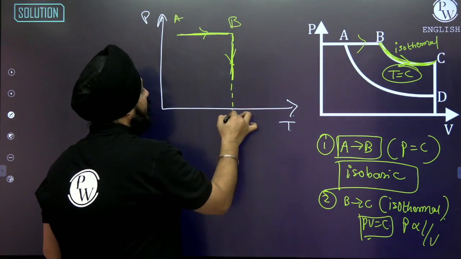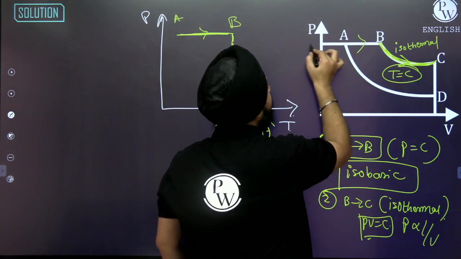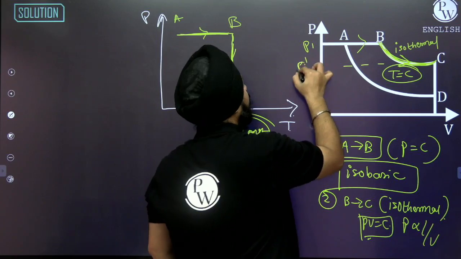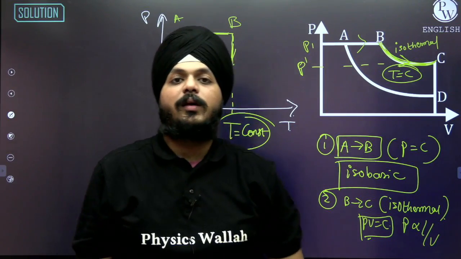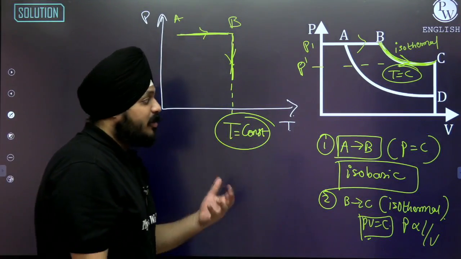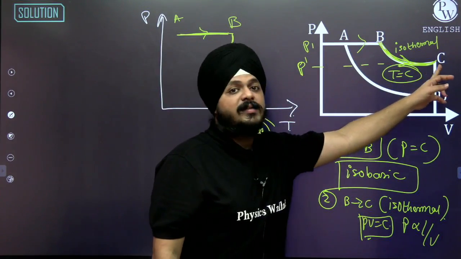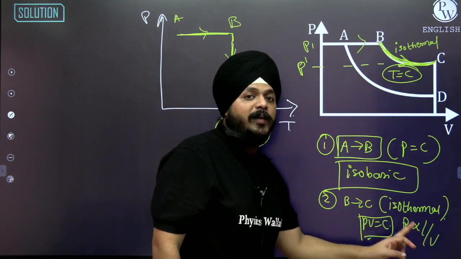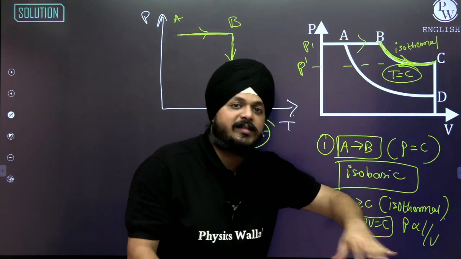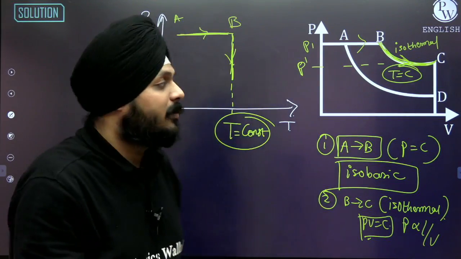Temperature is constant now, right? And you can see pressure is decreasing. Here it is the value of P1, and here the value of P dash. Pressure is decreasing while moving from B to C. It means volume is increasing, expansion is going on. This is an actual method to determine what is an expansion and what is compression. Pressure is inversely proportional to volume, so pressure decreasing means volume increasing, and the object is expanding.